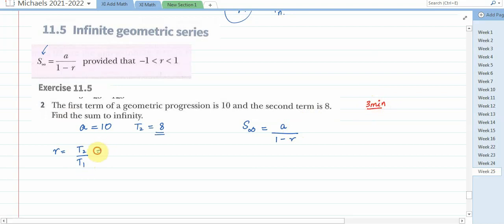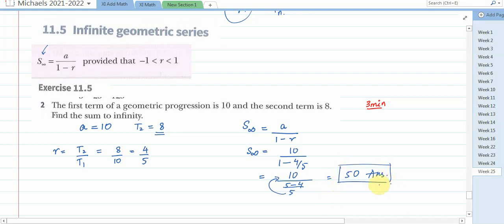Alright, so R will be, second term is 8 and the first term is 10, so R equals 4 divided by 5. Now the sum to infinity equals A, which is 10, divided by 1 minus R, which is 4 divided by 5. Try to solve your question in fraction form rather than in decimal. So it's 10 divided by, in the denominator the LCM is 5, so that will be 5 minus 4. This 5 you need to multiply by 10, so 5 into 10 is 50, and 5 minus 4 is 1, so that is your answer. An easy question and easy working formula it is.